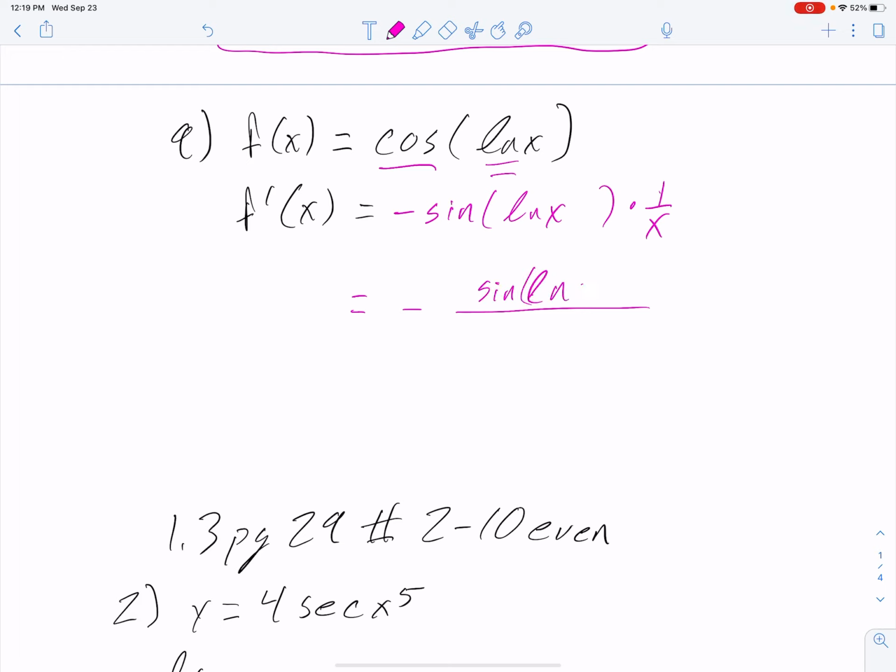We're going to go ahead and multiply the sine of natural log of x times the 1 over x. And whether you leave the negative in front or whether you put it up top with the negative sign, that's up to you.